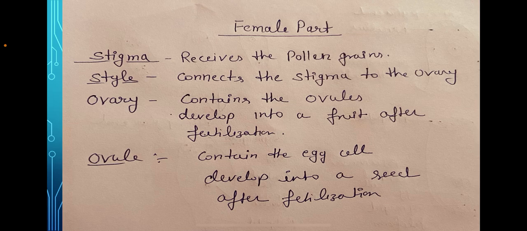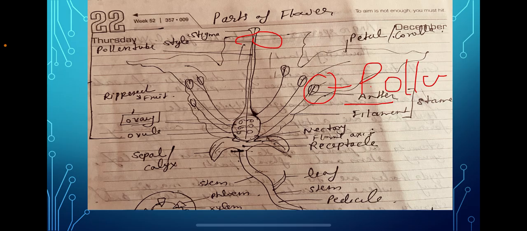The female reproductive parts of a plant are as follows. Stigma receives the pollen grain from the anther, which is the part of the male reproductive part. Style connects the stigma to the ovary. The ovary contains the ovules and develops into a fruit after fertilization. Ovule contains the egg cell and develops into a seed after fertilization.